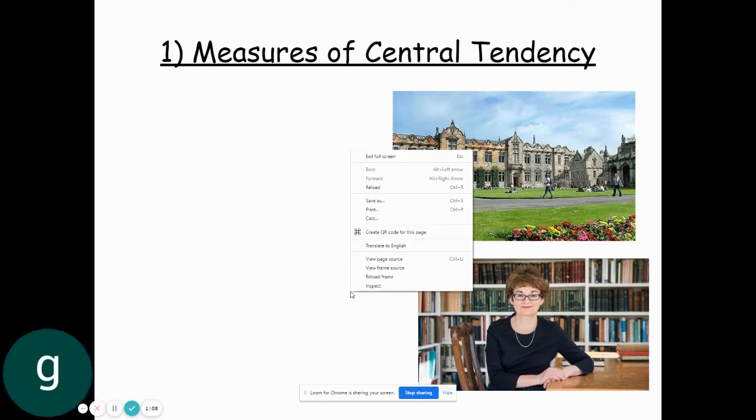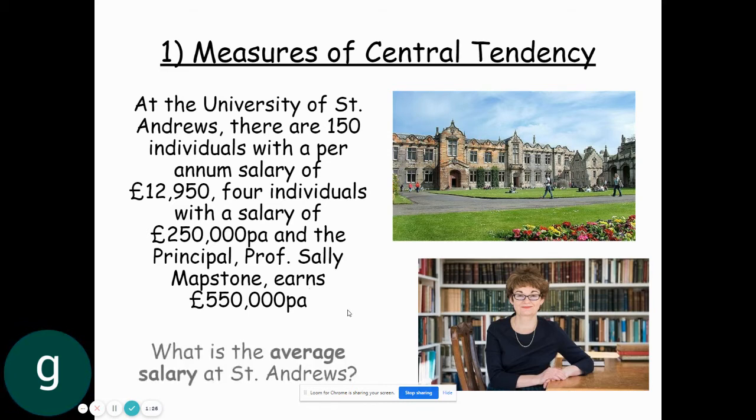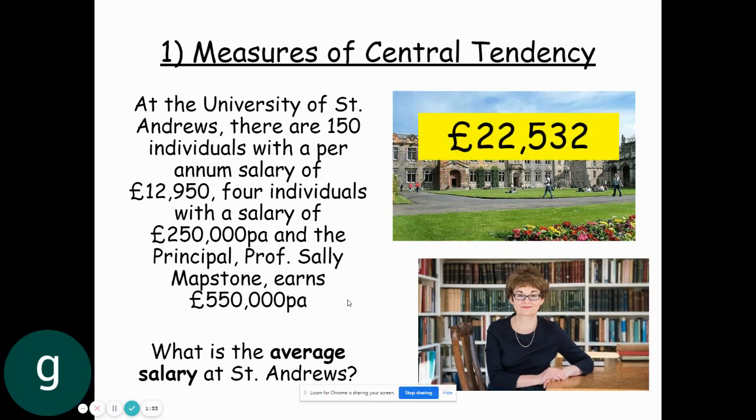So measures of central tendency. At the University of St Andrews, there are 150 people with an annual salary of £12,950 and 4 individuals with salaries of £250,000 a year. And the principal professor, Sally Mapstone, earns 550 grand a year. Were you to take the average of these salaries, what would you find? You would find the average salary is £22,532, a salary that nobody gets.